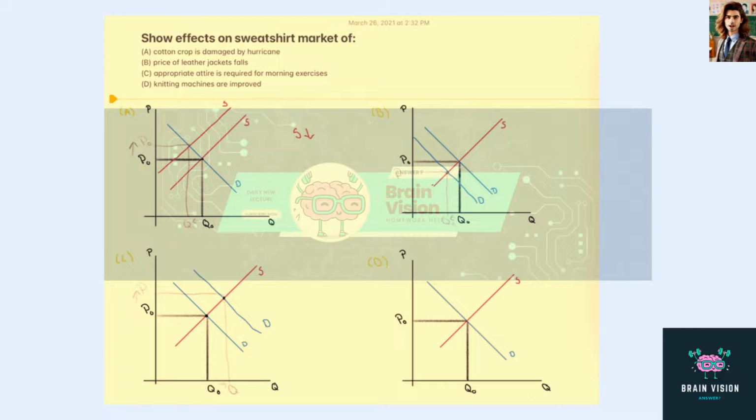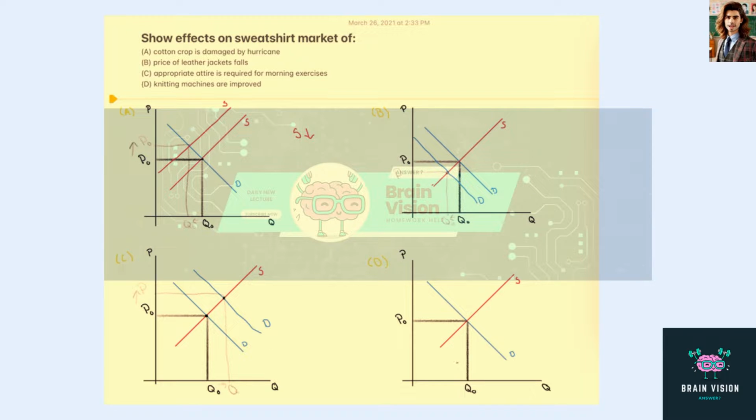Part D here, supposing that knitting machines are improved, so meaning that it might be possible to knit more sweatshirts than what manufacturers were initially able to do, in which case our supply is going to increase.